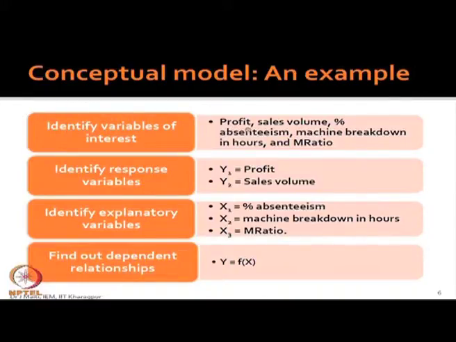You identified that profit, sales volume, percentage absenteeism, machine breakdown, M ratio, these are the variables of interest. Now, you have to identify what are the dependent or response variables. So, in this case y1 is profit and y2 is sales volume are the dependent variables. You have to identify the explanatory variables or independent variables of interest, your x1, x2, x3, 3 independent variables. Then you have to find out the relationship y equal to function of x. In this case, we are talking about linear relationships.